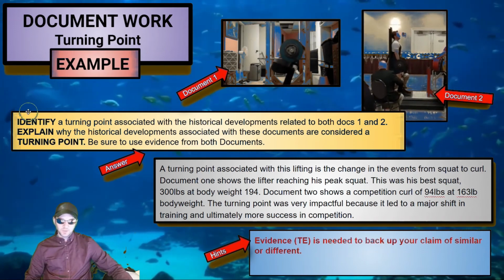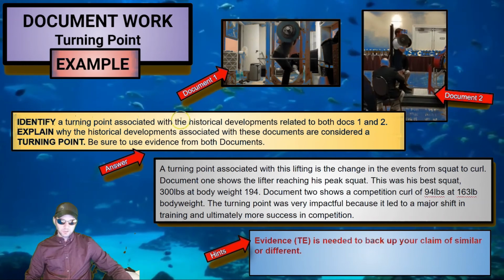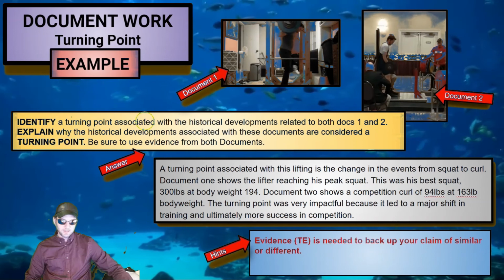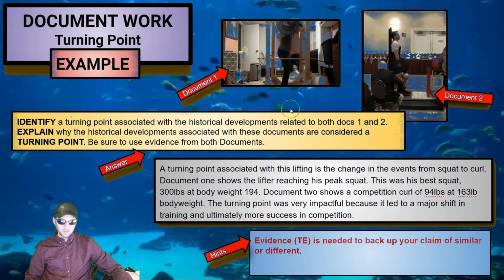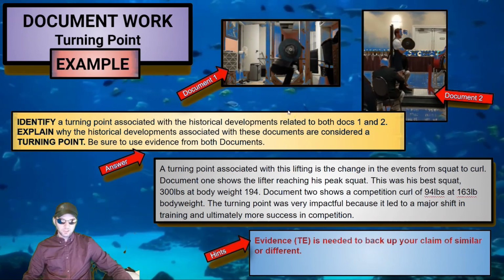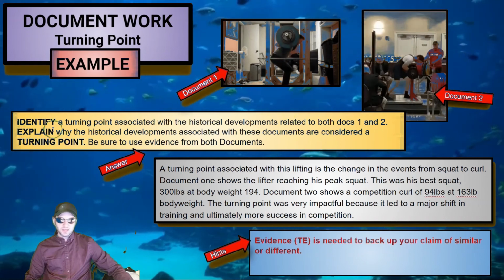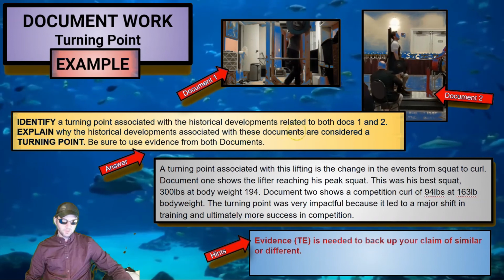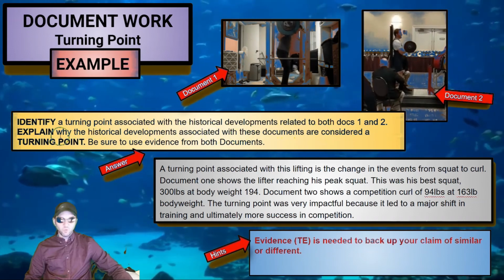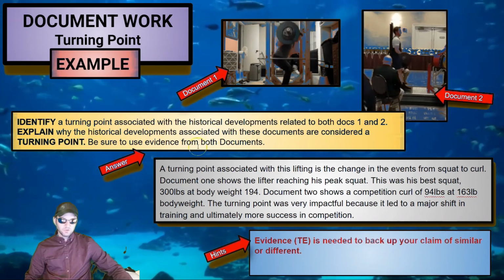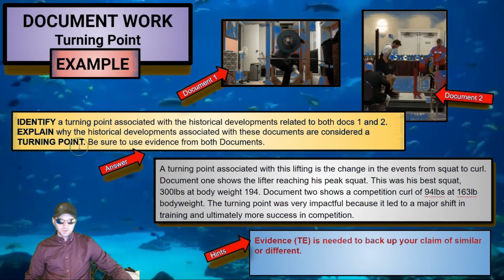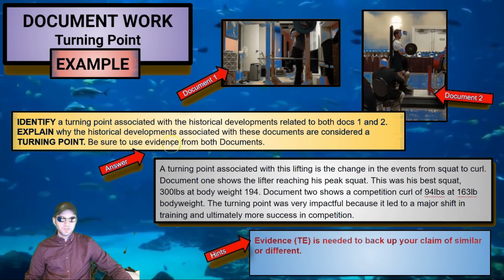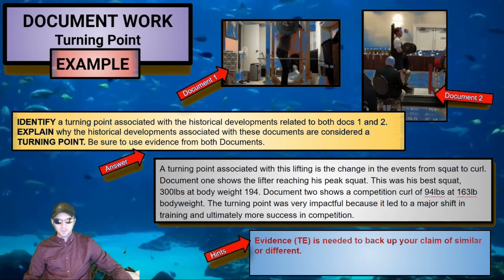It's easier to answer. Identify a turning point associated with the historical developments related to both Doc 1 and Doc 2. Identify, state what the turning point is. It's where you have to come up with what the change is that you see. Then explain why the historical developments associated with these documents are considered a turning point. Why is it a turning point? Be sure to use evidence from both documents. So it's like, here's the change. Now, why is it a turning point? Well, because things are very different afterwards than they were before.